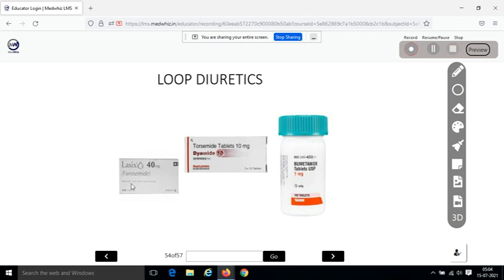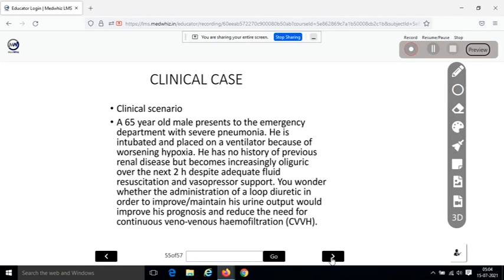So Lasix, I think you would have heard this. Lasix tablets and injections are available. Torsemide, bumetanide. These are some of the preparations that are available.